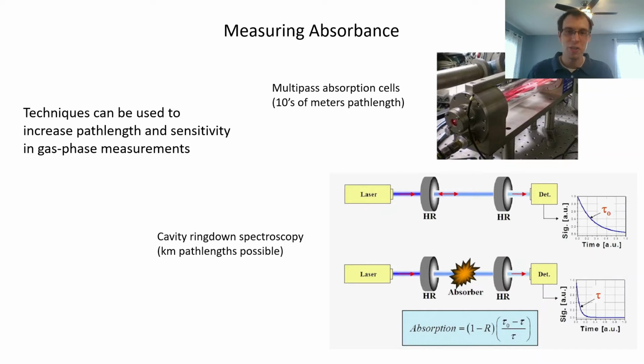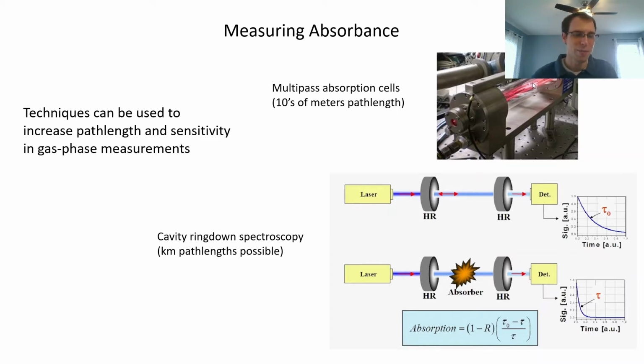And so a way to measure things that have very small concentrations is to increase that path length, to have a much larger value of b. And so here I'm just mentioning two techniques that are used to do this. One that I use personally in my lab is multipass absorption cells. So that's this here on the top.